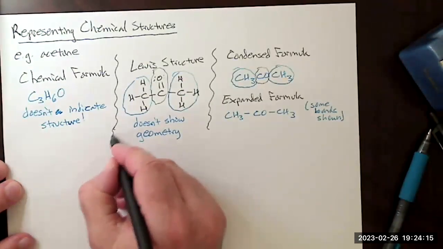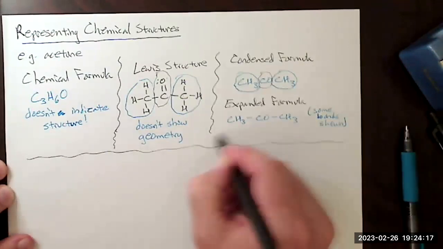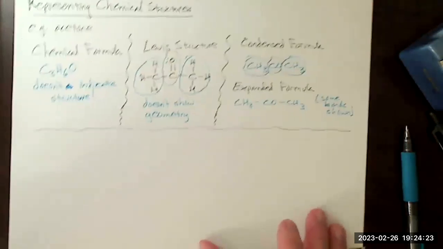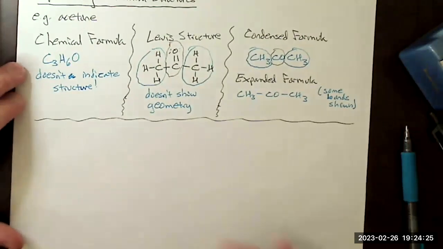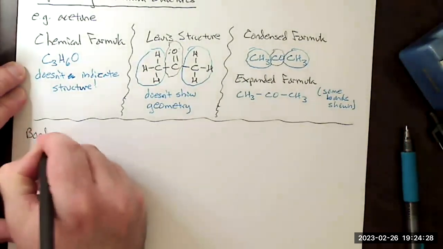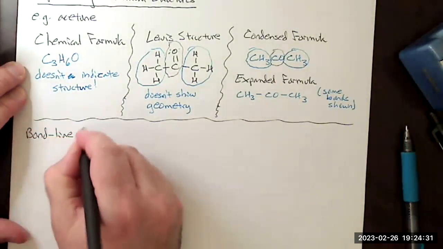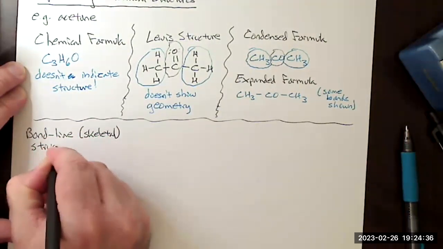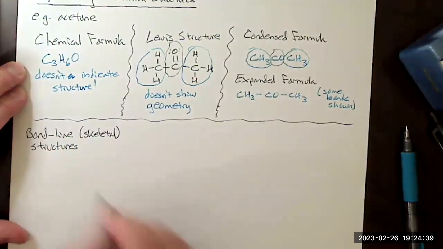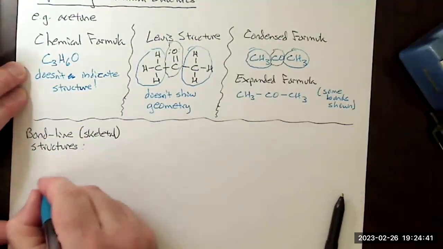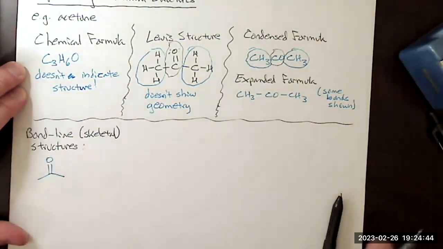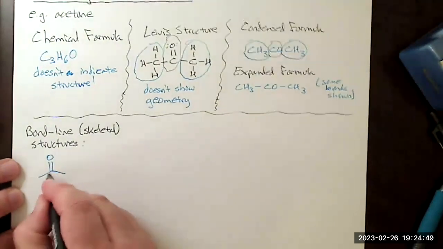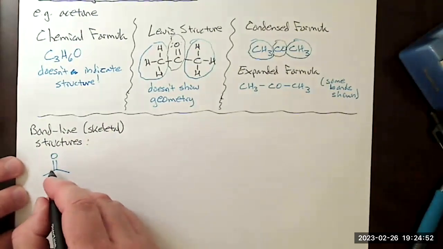All right, now there's more. There's a bunch of different ways. One way, and it's actually the way that chemists usually like to draw things, is with bond line or skeletal structures. And in this case, there is our acetone. Now, there are some things to note about this representation.